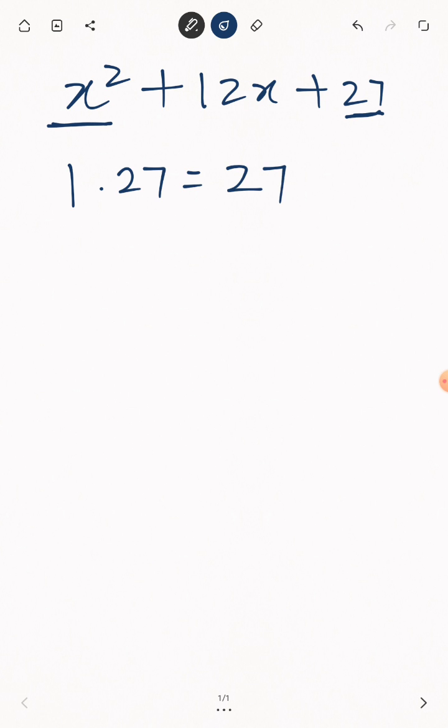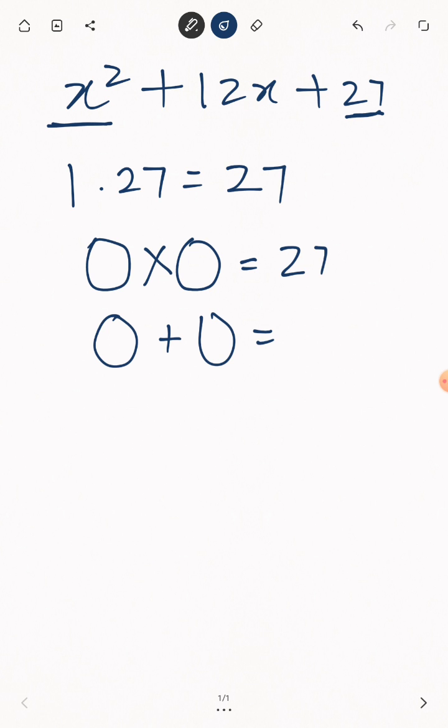Now we have to think of two numbers which when multiplied give you 27, but when you add them, it should give you 12, which is the middle term. You leave the x, you don't consider x in this case, you just write the coefficient of x, which is 12. So again, think of two numbers which when multiplied give you 27, and the same numbers should be added to give you 12.